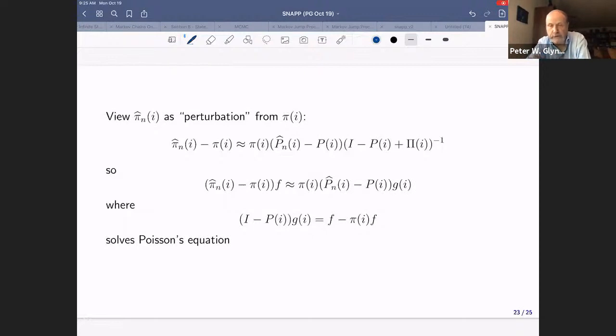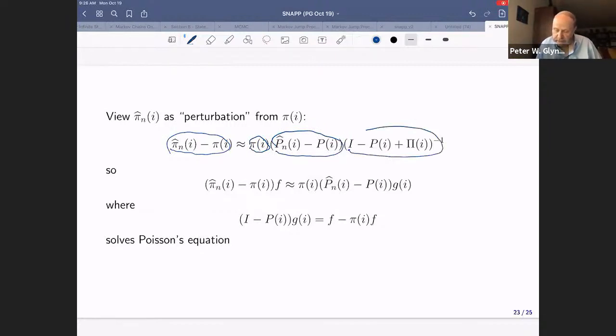Not surprisingly, given the discussion that I just went through on sensitivity analysis, we'll view pi hat n of I as being a perturbation from pi of I. So it turns out that there's a very natural analog to the derivative representation that we had for pi primed of theta that emanates in this particular setting as well. If you look at the difference of the estimated equilibrium distribution from the true equilibrium distribution, that looks like the true equilibrium distribution multiplied by the perturbation in the transition matrices multiplied by that inverse operator that I discussed a few slides back.